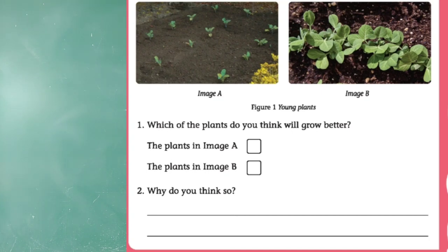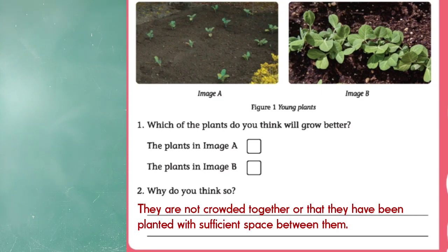So you can tick the answer, plants in image A. Why do you think so? Because they are not that crowded. Space is there in between the plants. They have been planted with sufficient space between them so that the plants can get enough of everything that they need. These plants are not crowded and are getting sufficient space for growing. That's why the image A plants grow faster and well.